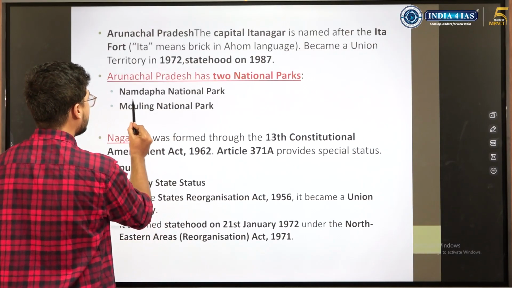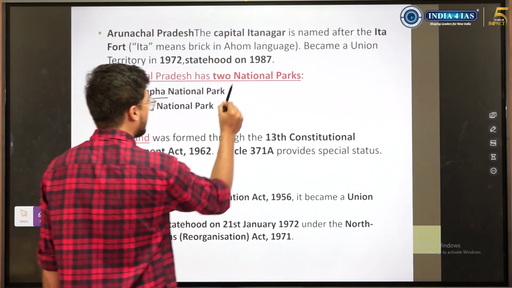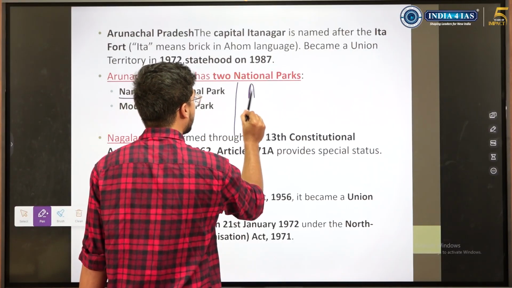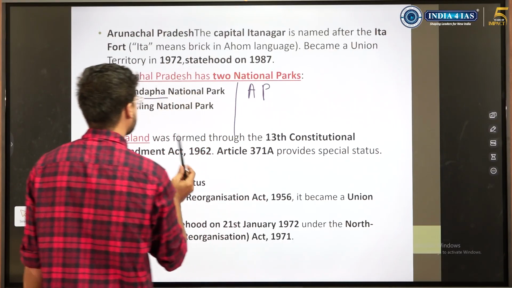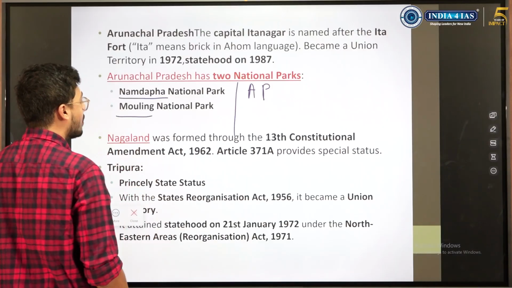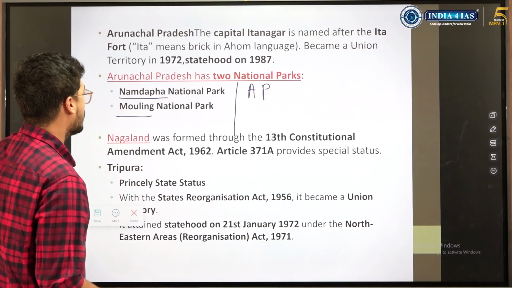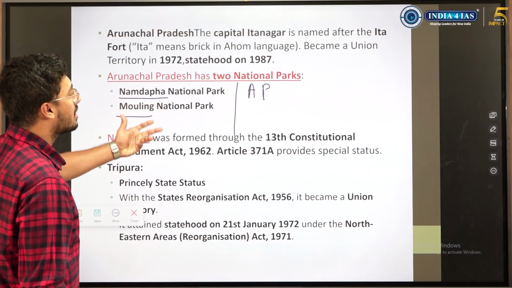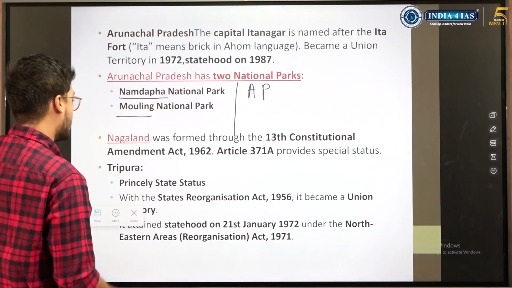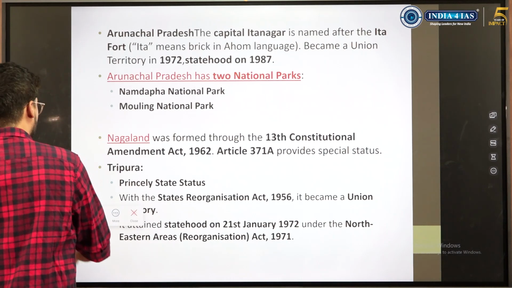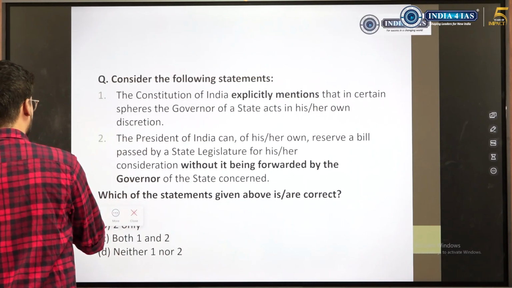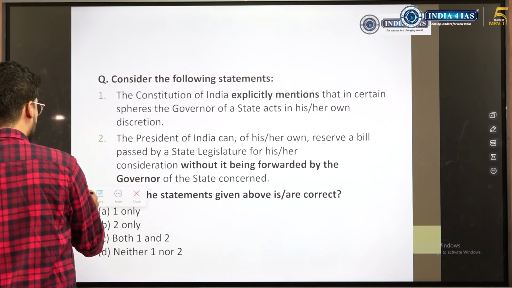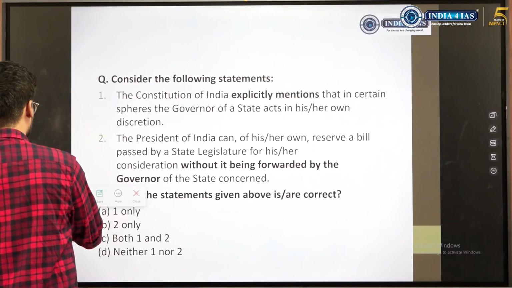See, Arunachal Pradesh, Namdapha. Now if they had given Namdapha National Park in a match the following and given Arunachal Pradesh, easily we would have been able to answer. And Mauling. Now Mauling itself, most of us may not know where this Mauling is lying. And here they have formulated such a difficult sentence. So it becomes very difficult. Answer to this question is all 3. So it was a question meant to be left, or if you wanted to take a risk, you had to do 50-50, that too based on smart guesswork.